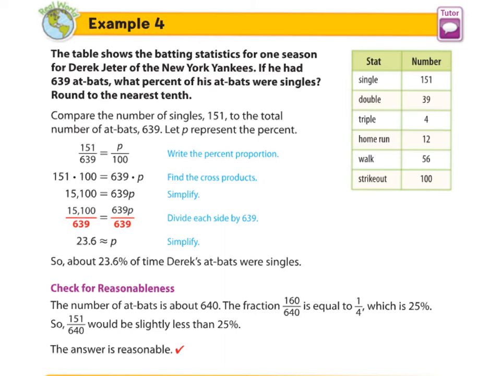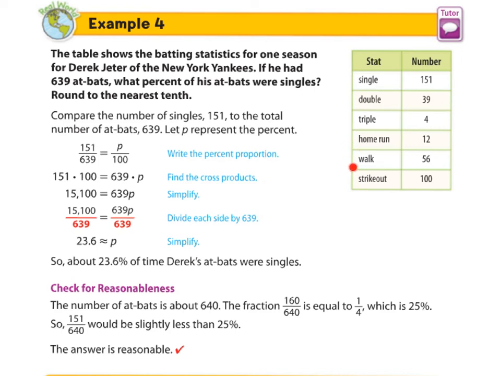For example 4, we have a baseball statistic where a person, Derek Jeter, player for the New York Yankees, went to bat 639 times. In those 639 times, it can be broken down into these hits. You got 151 single hits, which means he hit the ball and was able to run to first base. He got 39 doubles, which means he was able to run to second base. Triples, he got four of them, which meant he was able to run to third base. Home runs, knocked it out of the park 12 times.